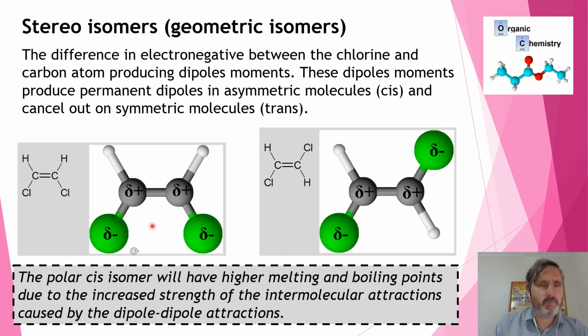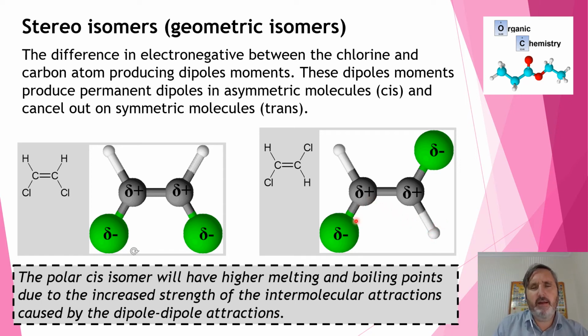Now, because this is polar, this molecule will form permanent dipole attractions with other molecules. So if we had lots of these molecules together, they would have their temporary dipole interactions, that is due to the size of their molar mass or the size of their electron cloud, plus they would also have permanent dipole attractions. The one on the right would still have the same size temporary attractions because it's exactly the same size as the one on the left. It's the same molar mass and it has the same size electron cloud.